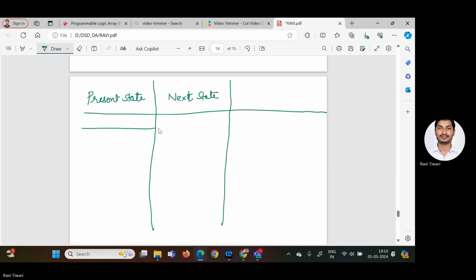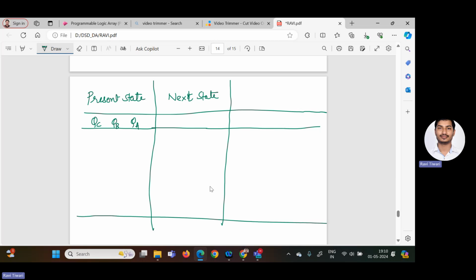So as this is the 3-bit down counter, we will write down QC, QB, and QA as my 3 bits at the present state. And as we are using 3 bits, how many possible combinations will be there? Total 8 possible combinations: 0, 0, 0 up to 1, 1, 1. Similarly here, I'm just writing all the possible combinations if you have the 3 bits at the input. So it will be like this.